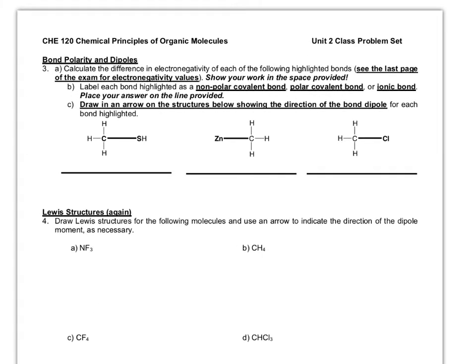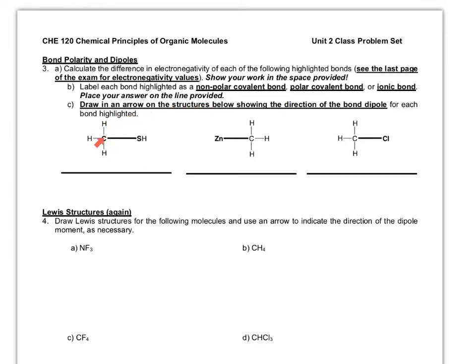Question 3. What we need to do here is calculate the differences in electronegativity for each of the following highlighted bonds and show your work in the space provided. Then we're going to label each bond highlighted as a nonpolar covalent, polar covalent, or ionic bond. Place our answers on the line provided. And then we're going to draw an arrow on the structure showing the direction of the bond dipole moment for each of the highlighted bonds.